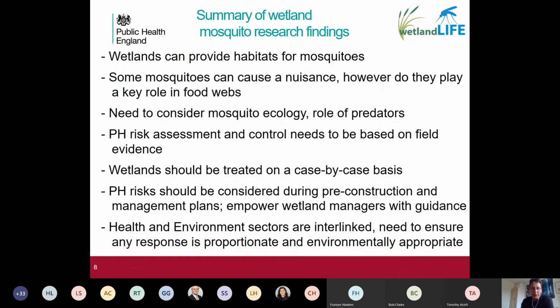So health and environment sectors are interlinked. We're talking about mosquitoes, which are part of the environment, and therefore these pathogens are often part of the environment as well. So we need to think ecologically when we come to assess the risk. And any response needs to be proportionate and needs to be environmentally appropriate.